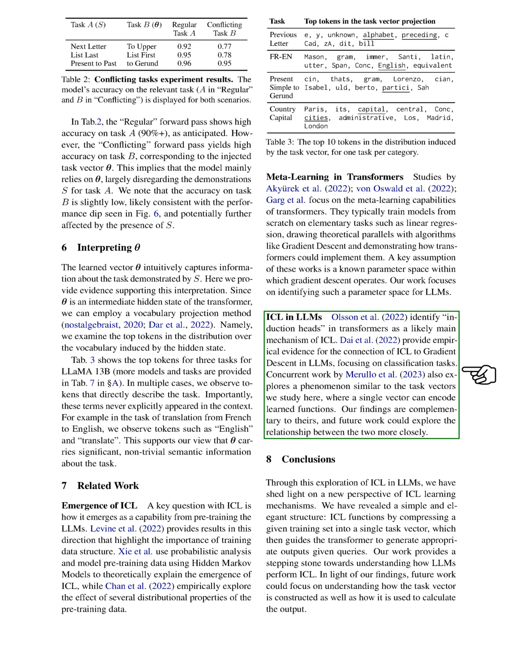Moving on to the role of ICL in LLMs, some researchers have pinpointed induction heads in transformers as a probable primary mechanism of ICL. They've provided empirical proof linking ICL to gradient descent in LLMs, with a particular focus on classification tasks. At the same time, other researchers have been studying a phenomenon similar to the task vectors we're examining. In this phenomenon, a single vector can encode learned functions. Our discoveries complement theirs, and we believe future research could delve deeper into the relationship between these two phenomena.